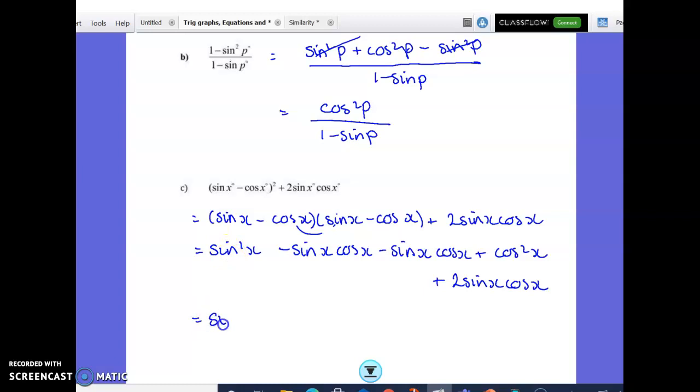Tidying that up, that gives me sine squared x, I bring my plus cos squared x over, plus cos squared x, minus sine x cos x minus sine x cos x is minus 2 sine x cos x, plus 2 sine x cos x. They're going to cancel. So I'm just left with this sine squared x plus cos squared x, which is 1. So that whole thing just simplifies down to 1.